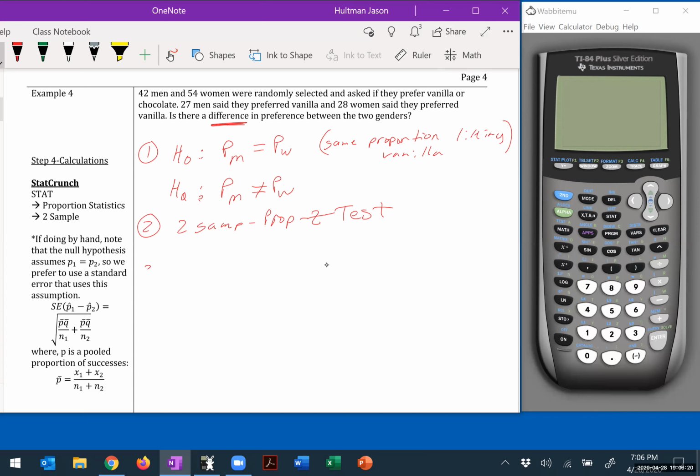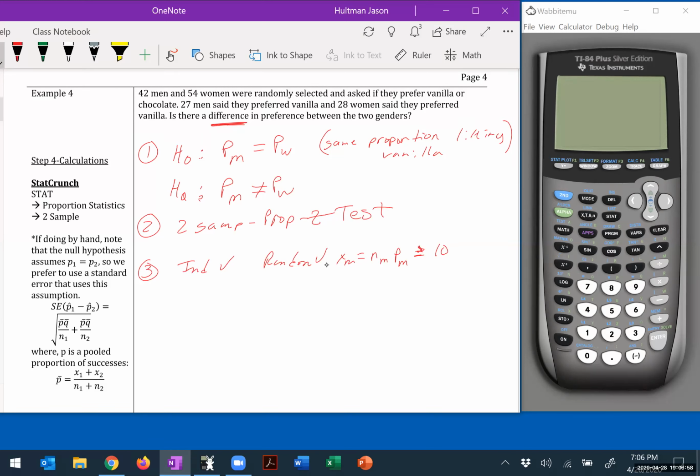Okay, number 3. Let's test that the criteria works. So is it independent? Check. Is it random? Check. We're just going to assume those are true. Is n times the proportion of men greater than or equal to 10? I don't know why I put 2. Well, that just equals x men.